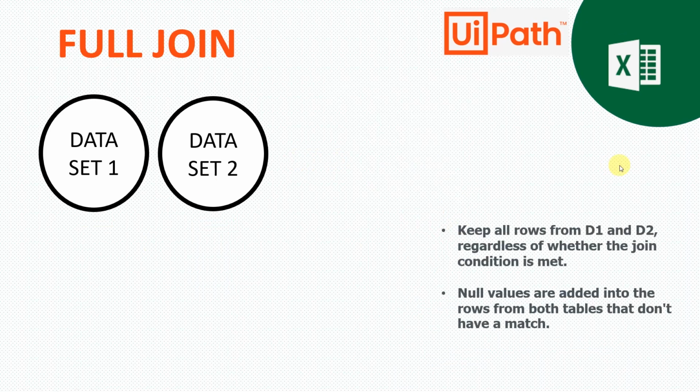The last join which is available is called the full join. If I go by the definition, it says keep all the rows from D1 and D2 regardless of whether the join condition is met, right? So we want to have all the data from both the data sets. Null values are added wherever the rows are empty, right? We will see this in a real-time example when we work with UiPath Studio.